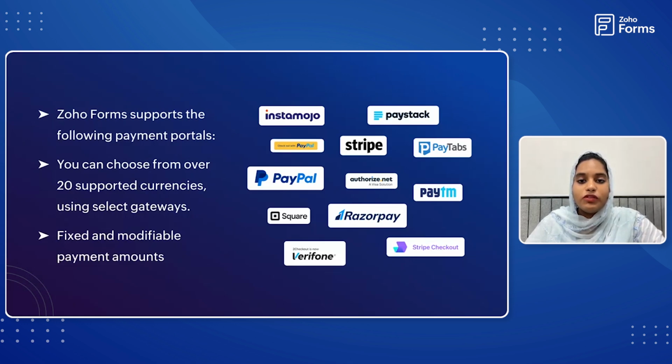Now we have two types of payment modes available, the fixed payment mode and the modifiable amount payment mode. And as I mentioned before, the fixed payment amount is especially useful for retail and for order and booking forms. And the modifiable payment amount is useful for charities and non-profits, where they can give their respondents a range of amounts to choose from and to donate.